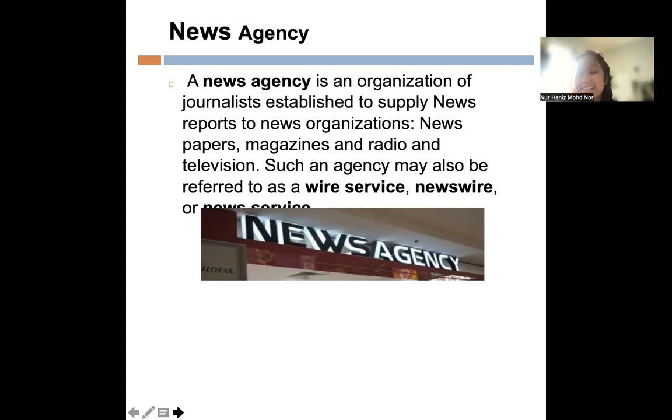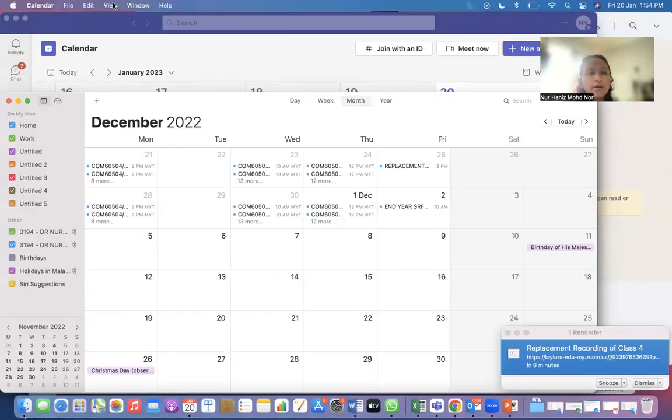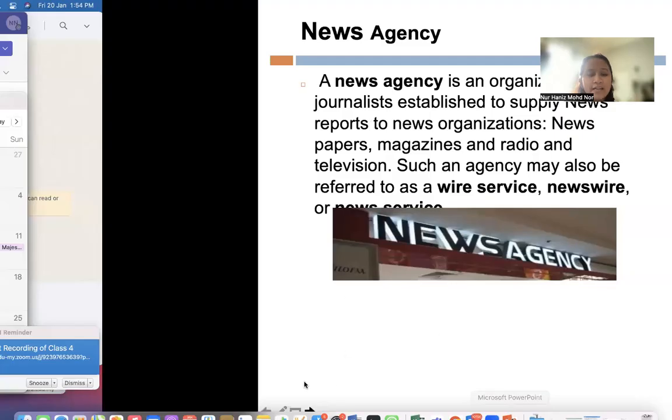If you are an individual person, you don't work in a media organization, but you would like to know news directly from the news agency, most likely you have to pay a little bit more. So let me go to the slides right here.